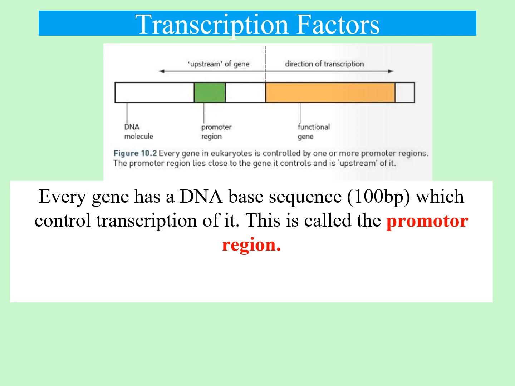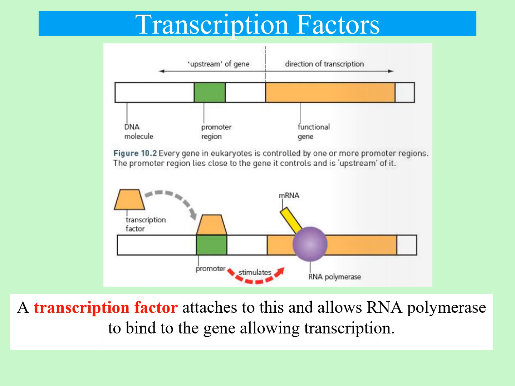But in order for that RNA polymerase to attach, we need something called a transcription factor. It is a molecule that attaches to this and allows RNA polymerase to then bind, and therefore allows transcription. So if you don't have this transcription factor here, you won't be able to have messenger RNA, because the RNA polymerase will not be able to attach, and then it can't move down the functional gene to make the protein.